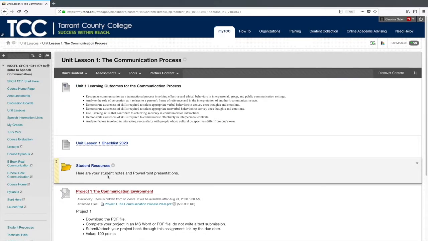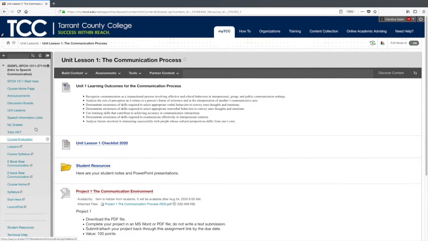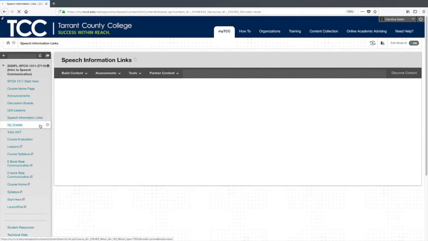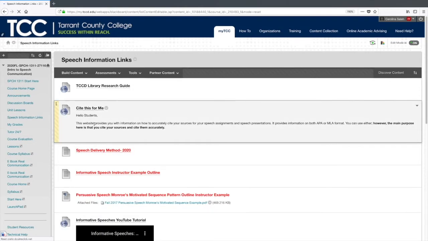So this is unit lesson 1. Let's go back here to the navigation menu. I want you to start getting comfortable in navigating the menu, so that's why I'm going over how you would do this. So here is speech information links. The library research guide, Cite This For Me. Remember I told you about the cite generator, so if you don't know how to accurately cite your sources, whether APA or MLA format, you can go to this website.